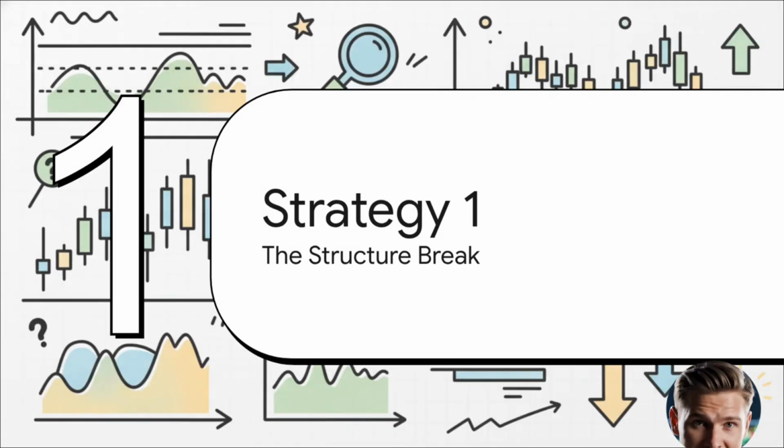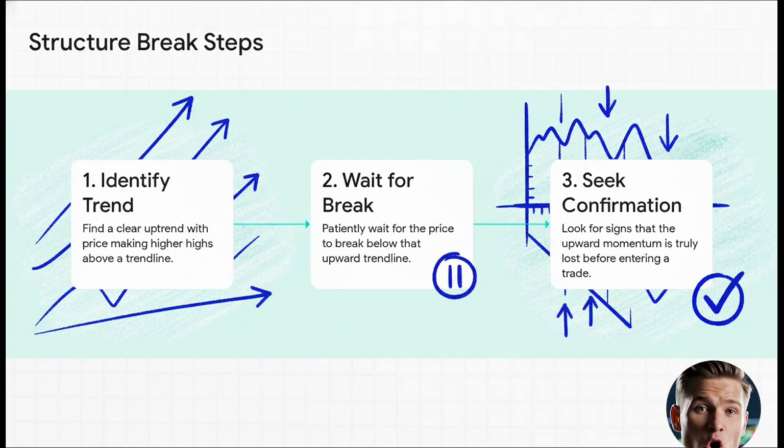So, if we can't rely on our gut feelings or just wild guesses, what do we rely on? A system. We need a system. So let's dive into our very first strategy. This one is all about spotting a crack in the market's foundation, something we call the structure break. The structure break is a really disciplined, three-step process.